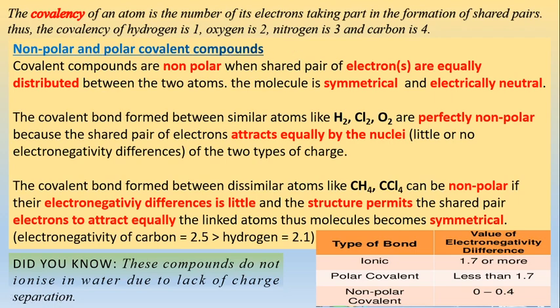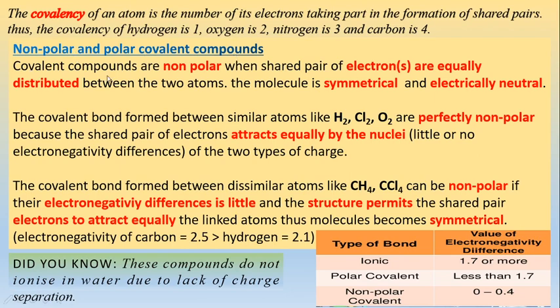Non-polar and polar covalent compounds. So far we have learnt the definition of covalent compounds and the examples in each case of the three types. Now we will see the non-polar and polar covalent compounds. So what is non-polar and polar? How to differentiate whether a compound is a non-polar covalent compound or a polar covalent compound?